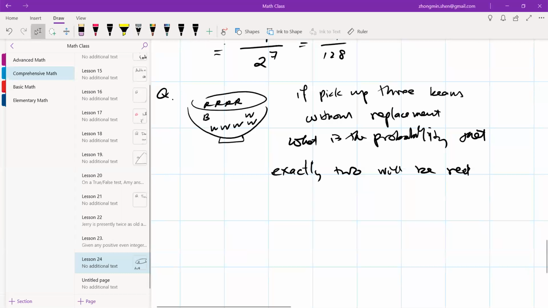It's principal counting, right? First of all, you figure out the denominator. What is the denominator? Denominator, in my opinion, is going to be 120.